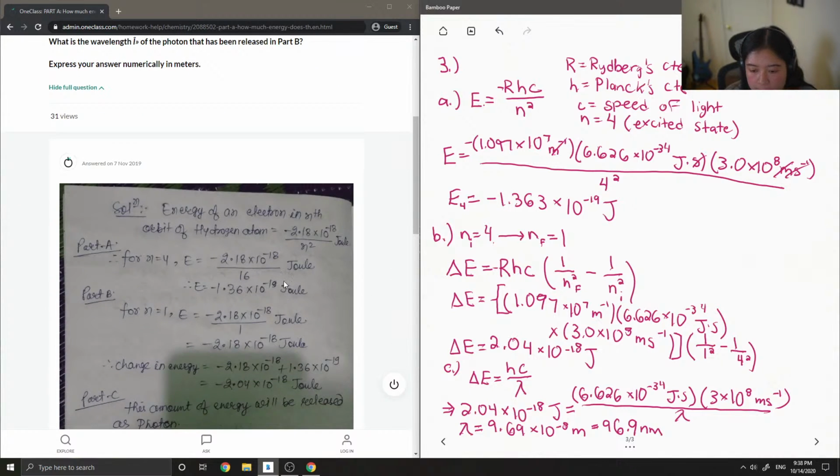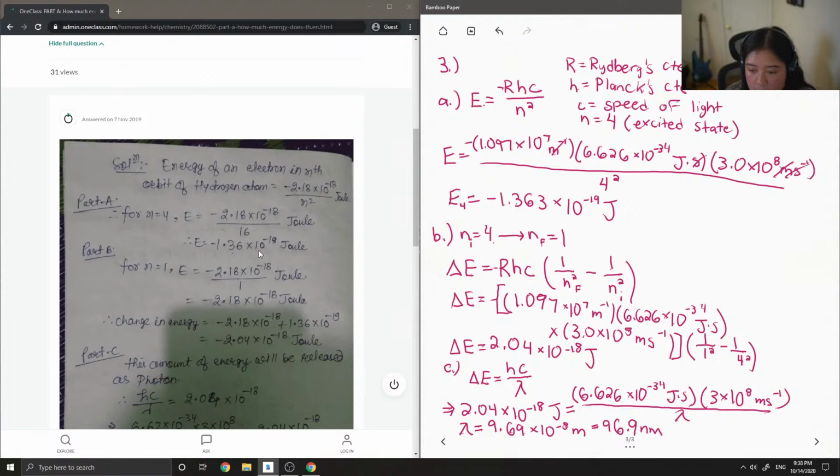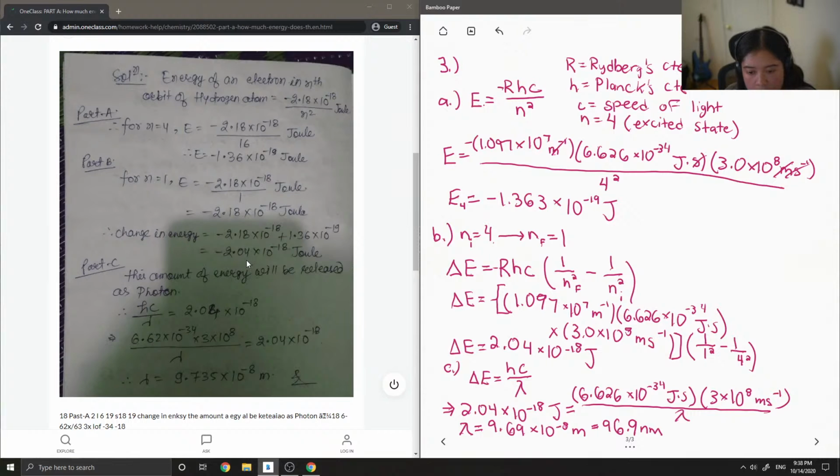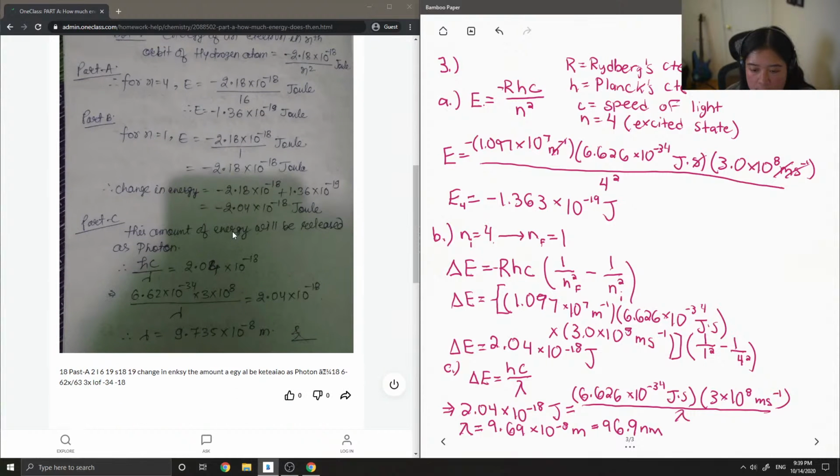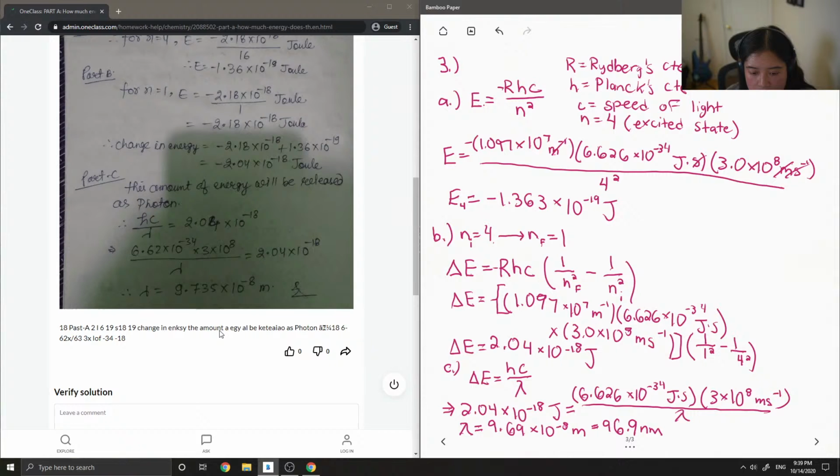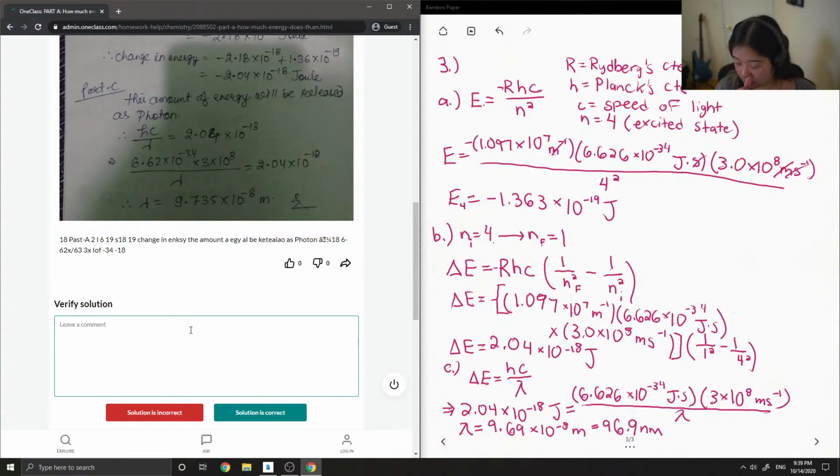Okay, so let's see this answer here. For part A, yep, they got negative 1.36 times 10 to the negative 19. Part B, change in energies, 2.04 times 10 to the negative 18. So they did it a different way, but yeah, they calculated their energies separately, and then afterwards looked at the difference between the two. And then lastly, the photon wavelength, 9.7. Yep, so it's pretty much the same. Some significant figure difference, but that just depends on how many sig figs you put for constants. Okay, so this solution is correct.